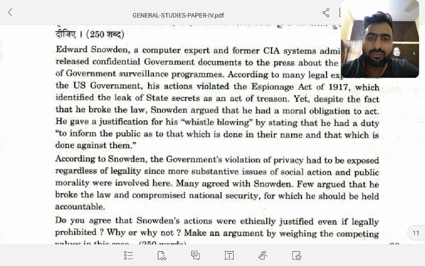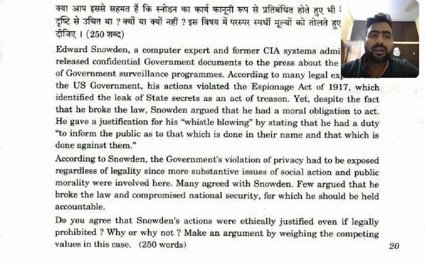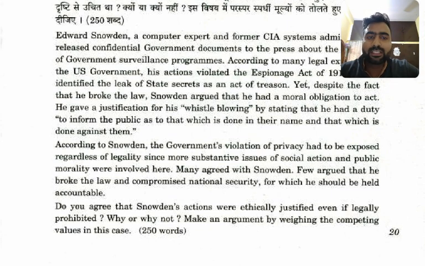He justified his whistleblowing by stating that he had a duty to inform the public as to what is done in their name and what is done against them. So he says that the law and ethics were pointing in two different directions. The law dictates that he should put the national interest as paramount and not divulge such information, whereas his morals tell him to go forward with the whistleblowing, because the state comes into existence for the welfare of the people, and thus the people, being sovereign, have the right to know what the state is doing in their name and how the state is even infringing upon the rights of the people.